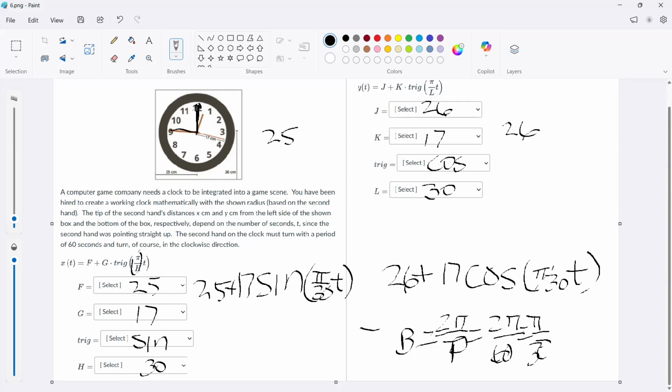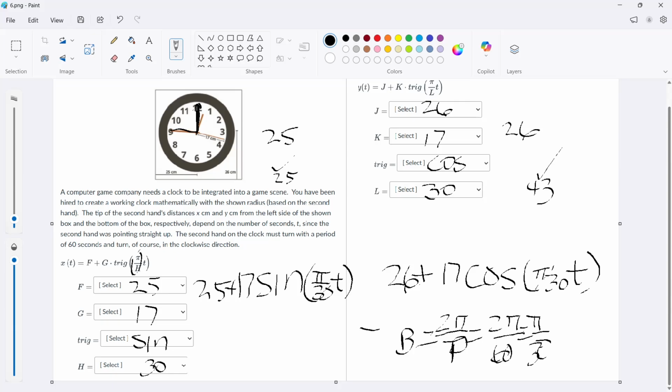When 0 seconds have gone by, it's right here. It's at the 12th position. So I'm going to be 25 for the x. I'm going to be 26 plus 17, 43 for the y. So I'm going to be at 25 and 43. So let me check it out. When t is 0, sine of 0 is 0. 25 plus 17 times 0 is 25. Check, I'm at 25. Cosine, when t is 0, pi over 30 times 0 is 0. Cosine of 0 is 1. 26 plus 17 times 1 is 43. Check, I'm at 43 when t equals 0.